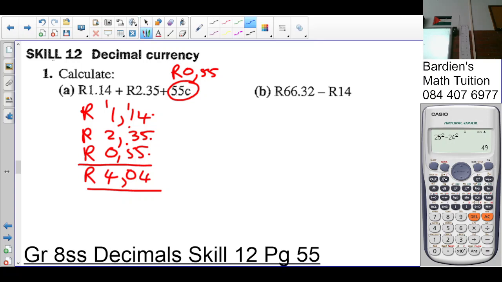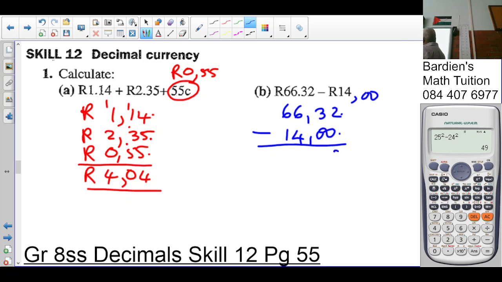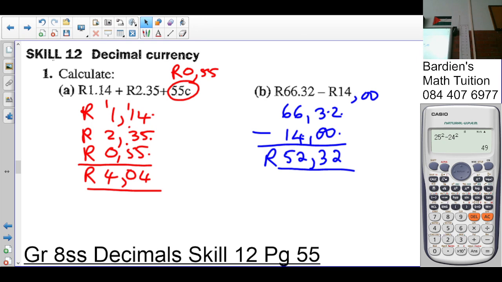In B, you have 66 rand and 32 cents minus 14 rand. So in other words, that is 14,00. So 2 minus 0 is 2, 3 minus 0 is 3, 6 minus 4 is 2, 6 minus 1 is 5. There's 52 rand and 32 cents. You all agree with that? Okay.